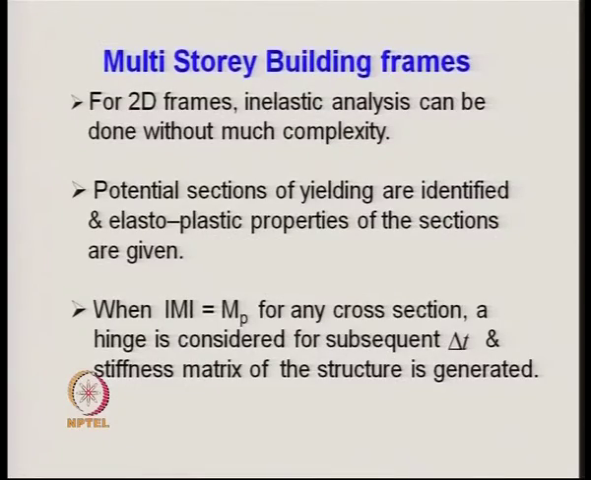Now, for the 2D frames, first we identify the potential sections of yielding at the different cross sections of the frame, and for that we isolate two cases. One is the case where the beams are weaker than the columns, and the second is the case where the columns are weaker than the beams. First we take up the case where the columns are weaker than the beams, that is, the columns are yielding.